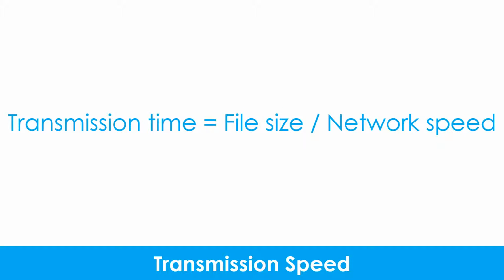Data transmission speeds are measured in bits per second, or BPS. We use this formula to calculate how long it will take to transfer a file over a network. Transmission time equals file size in bits divided by network speed in bits per second.